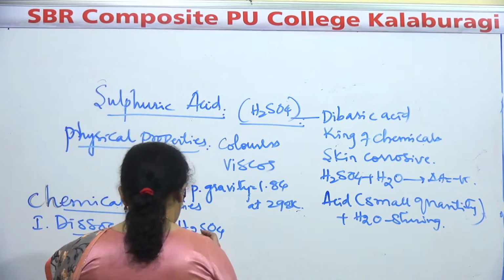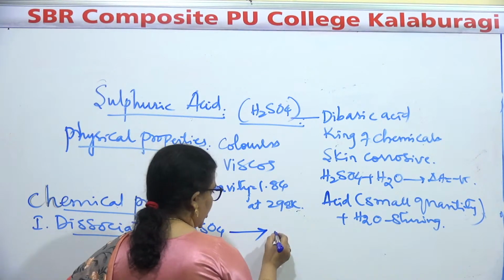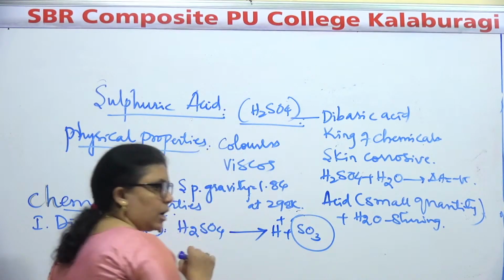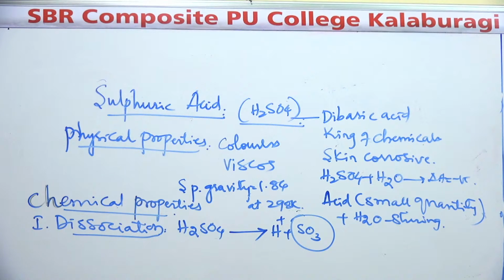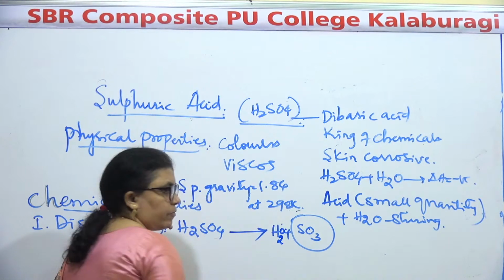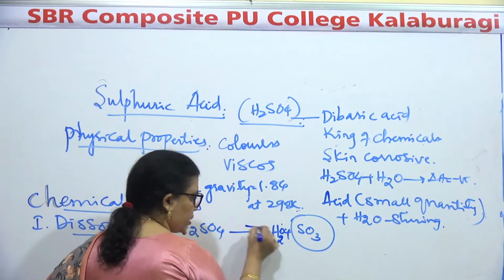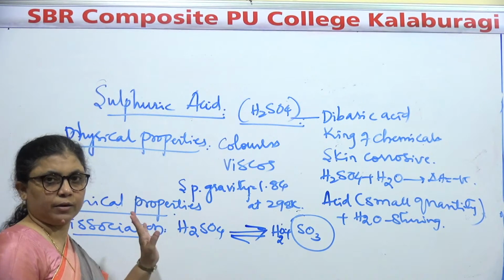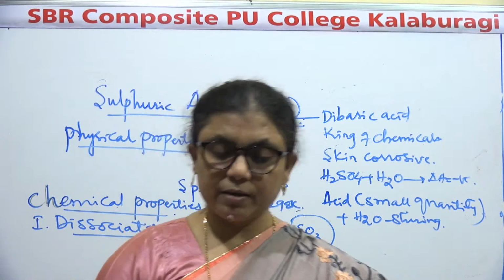When we write the dissociation of sulfuric acid, it is going to produce what? H+ and SO3. Sulfur trioxide gas is going to be liberated, and along with this we are going to produce H2O. Remember one thing: when these two react again, we get a reversible process to get sulfuric acid.